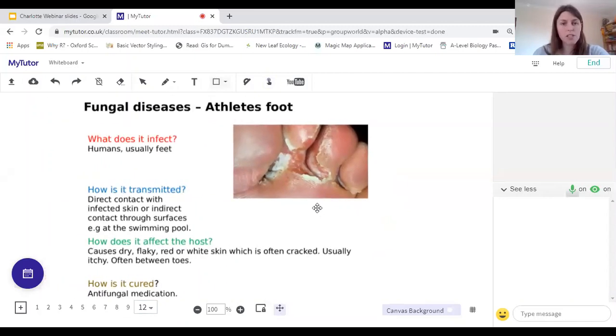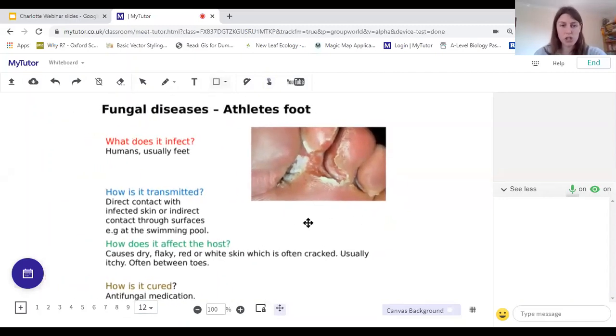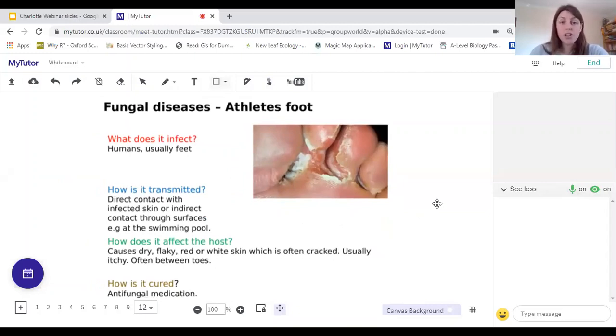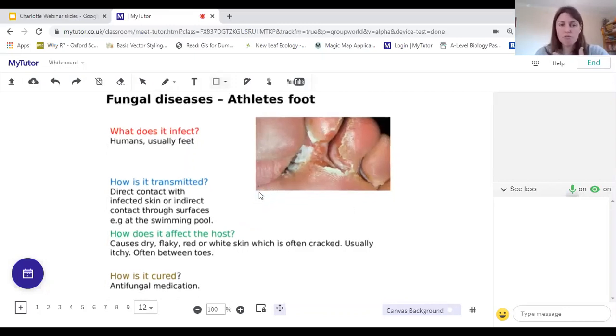A fungal disease here, athlete's foot. Don't know how many of you have had athlete's foot. It doesn't look very nice. It looks a bit like that picture there. So it's normally on our feet, and it does infect humans. It's transmitted directly, so direct contact with infected skin or indirect contact through surfaces, e.g. at the swimming pool when we all walk around with bare feet. A bit like verrucas as well.